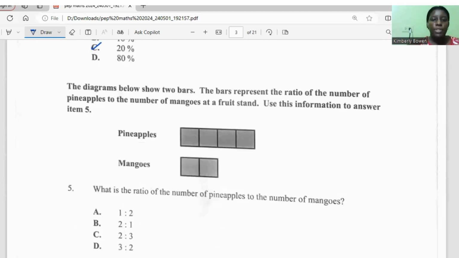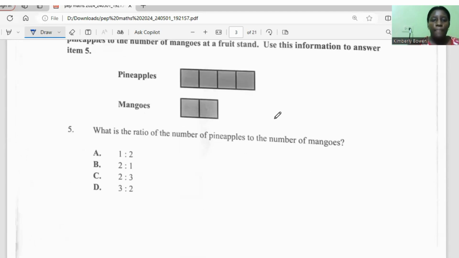The diagram below shows 2 bars. The bars represent the ratio of the number of pineapples to the number of mangoes at a fruit stand. Use this information to answer item 5. Pineapples 1, 2, 3, 4, mangoes 1, 2. What is the ratio of the number of pineapples to the number of mangoes?